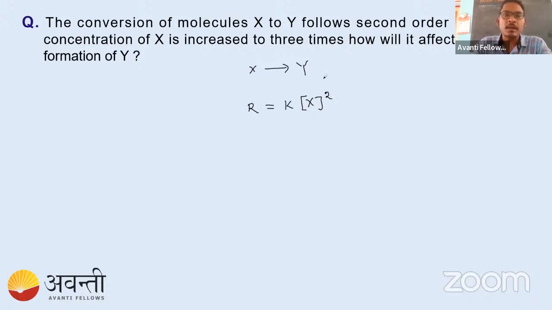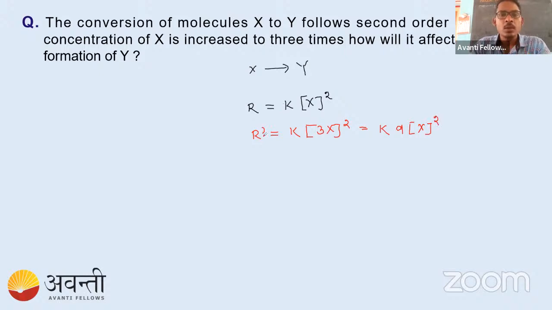According to the question, we change the concentration of x into 3x. Let the new rate be r prime. And I told you, if you don't change the type of reaction or the temperature, then k remains the same, the rate constant remains the same. Now this x becomes 3x, and we take the square of this one. If we solve this, we get k multiplied by 9x square. We need the relation between r and r prime.